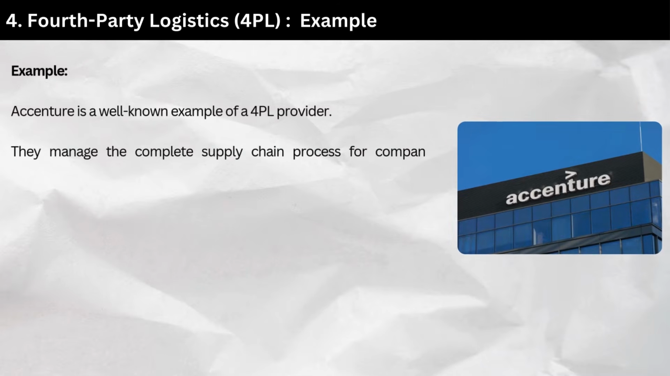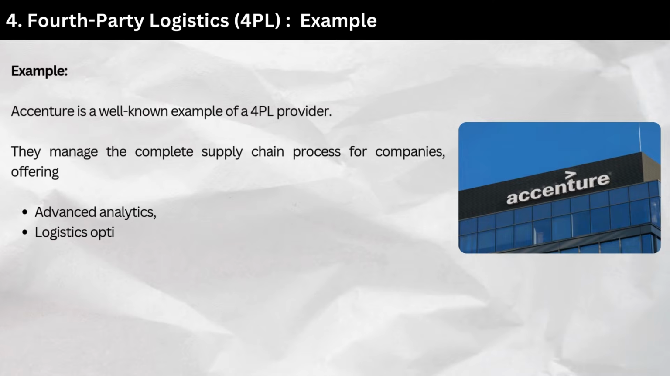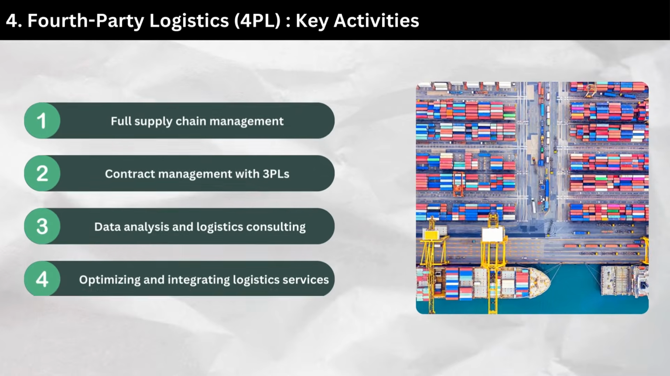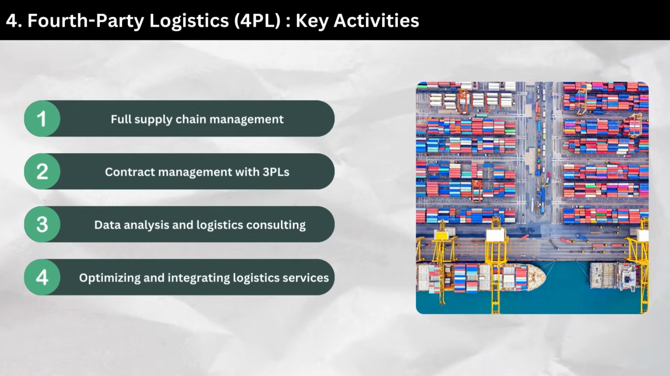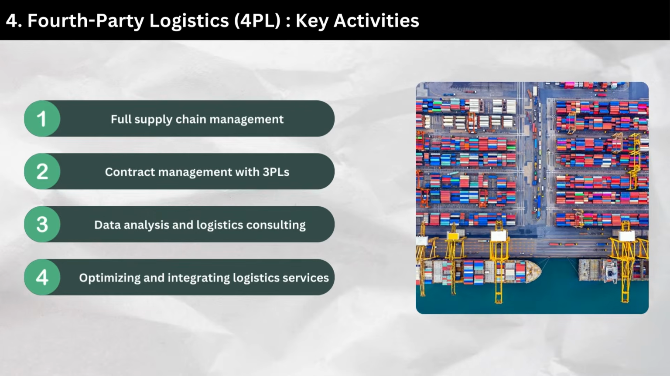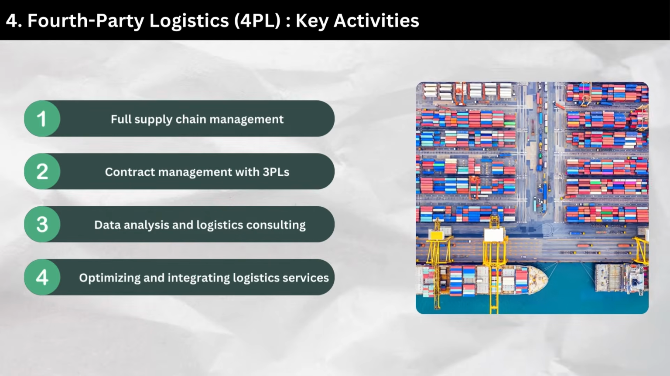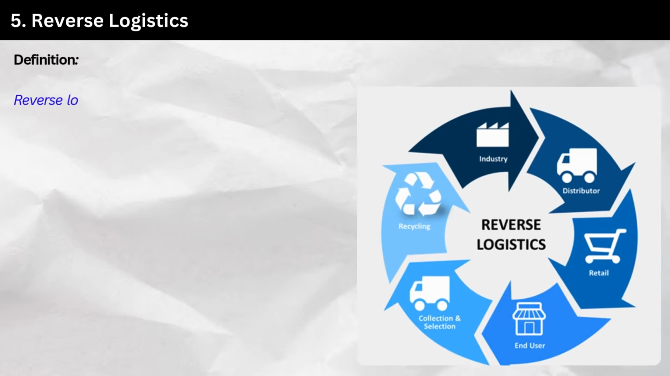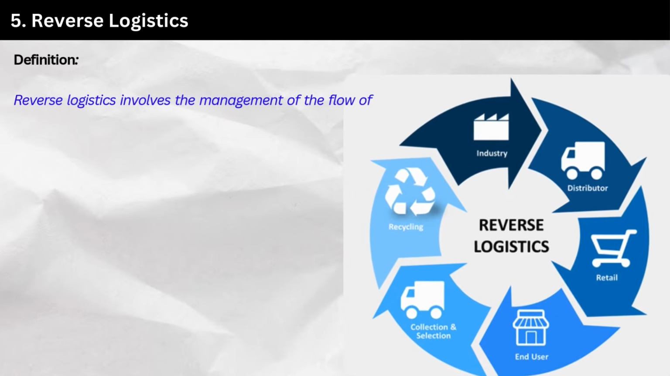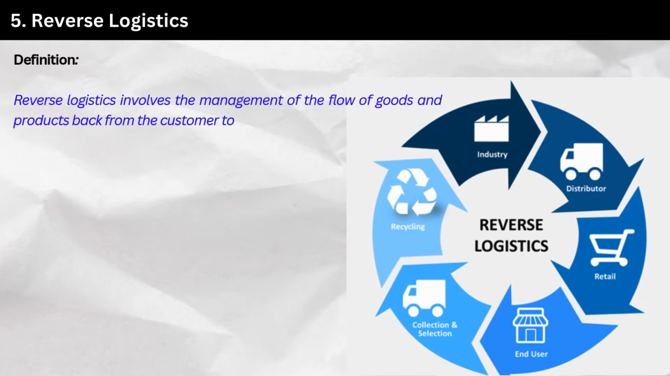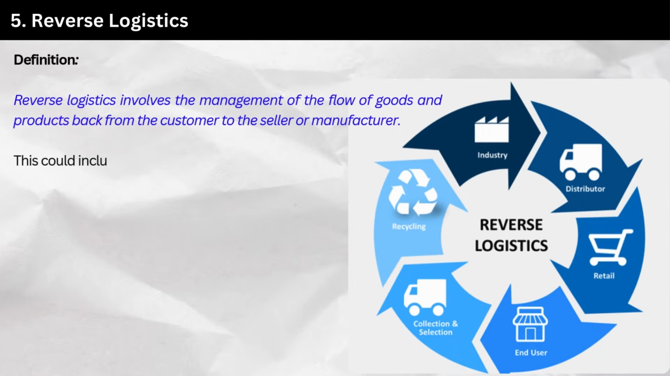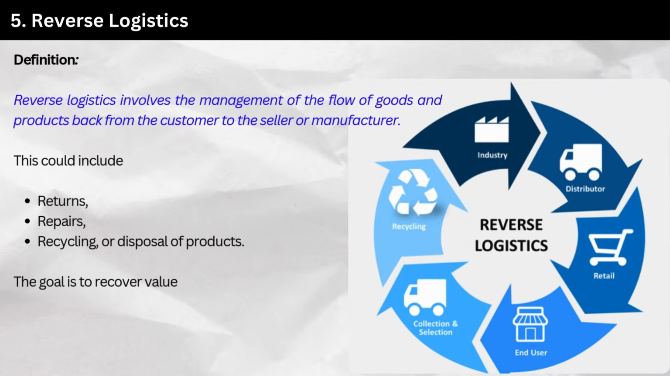They manage the complete supply chain process for companies, offering advanced analytics, logistics optimization, and full visibility across multiple 3PL providers. Key activities. Full supply chain management. Contract management with 3PLs. Data analysis and logistics consulting. Optimizing and integrating logistics services. 5. Reverse logistics. Definition. Reverse logistics involves the management of the flow of goods and products back from the customer to the seller or manufacturer. This could include returns, repairs, recycling, or disposal of products. The goal is to recover value or ensure proper disposal.